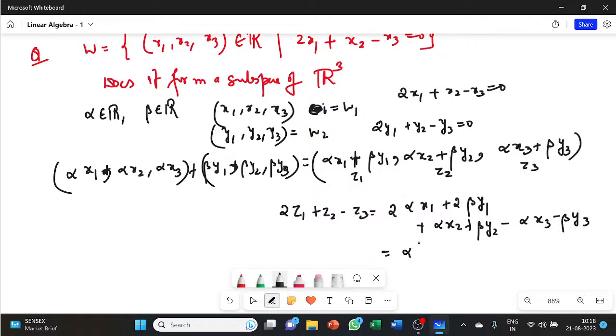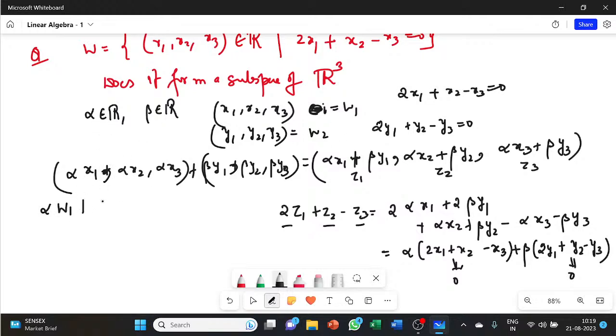If you take alpha common, and beta common, what you are going to get is alpha times 2x1 plus x2 minus x3 plus beta times 2y1 plus y2 minus y3. This is equal to 0, and this is equal to 0. That implies 2z1 plus z2 minus z3 is equal to 0, which implies this belongs to W. It implies that if w1 belongs to W, w2 belongs to W, and alpha, beta belong to R, then alpha w1 plus beta w2 also belongs to W. It implies that W is a subspace of R cube.